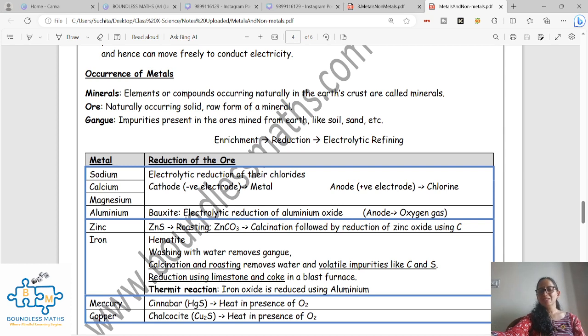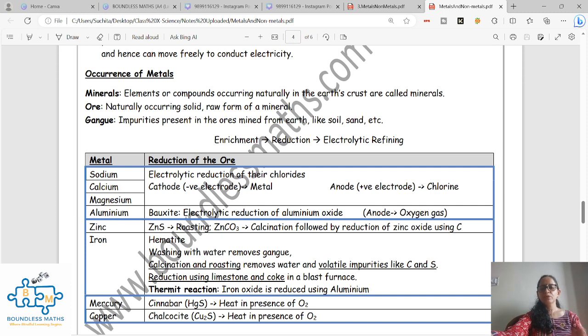There are three steps involved in the extraction of metals from their ores. The first step is called enrichment of the ore, where we remove the gangue, that is the impurities like soil or dust or sand, whatever is present in the ore. It could be done through different ways like washing with water or any other ways. Just that the gangue is removed from the ore, so this is the enrichment process.